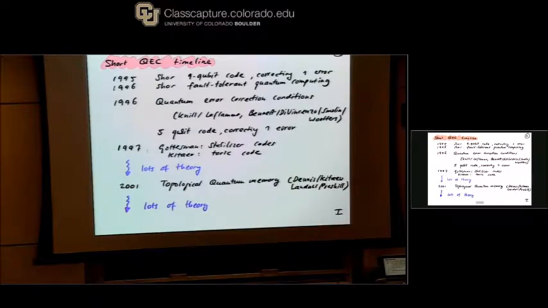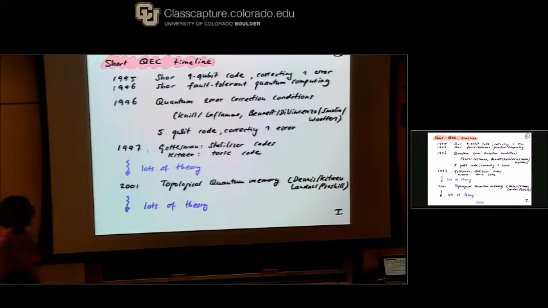And I would also mark 2001. It's a beautiful paper which has had a lot of impact in forming the blueprint of how we want to make a quantum memory, namely using the toric code, or actually a version of the toric code with real boundaries, the surface code, for quantum computing. Okay, so lots of theory.